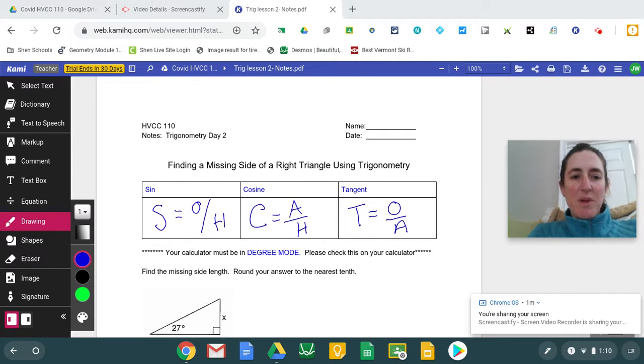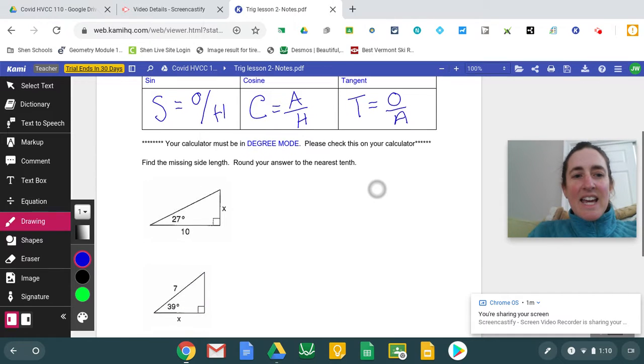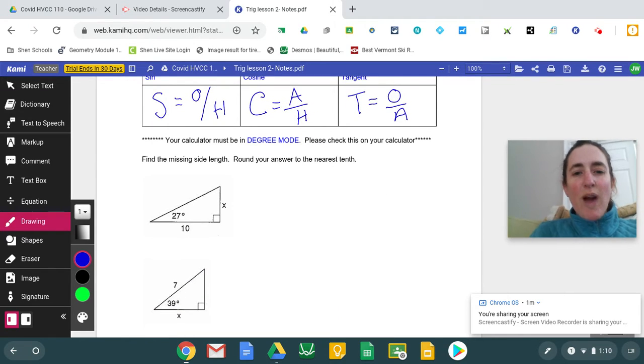Okay, now that we're in degree mode, we are going to do our first problem. It says, find the missing side. Round your answer to the nearest tenth. Anytime we're finding a missing side, we will be rounding things to the nearest tenth. That goes for on your homework also. So if you're getting things wrong, first check to see that you're in degree mode, and second, check to see that you're rounding to the nearest tenth.